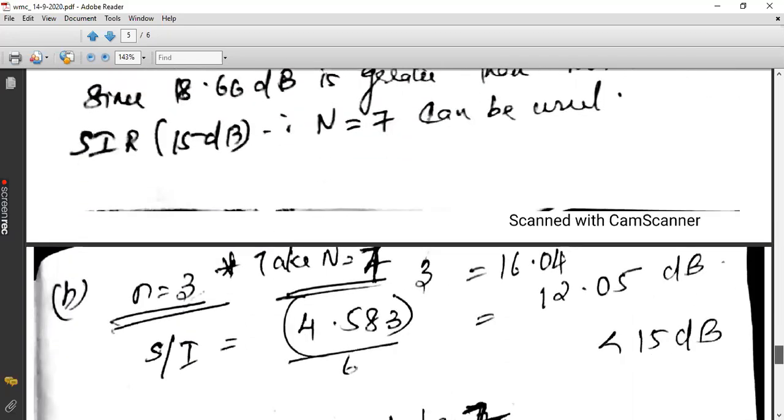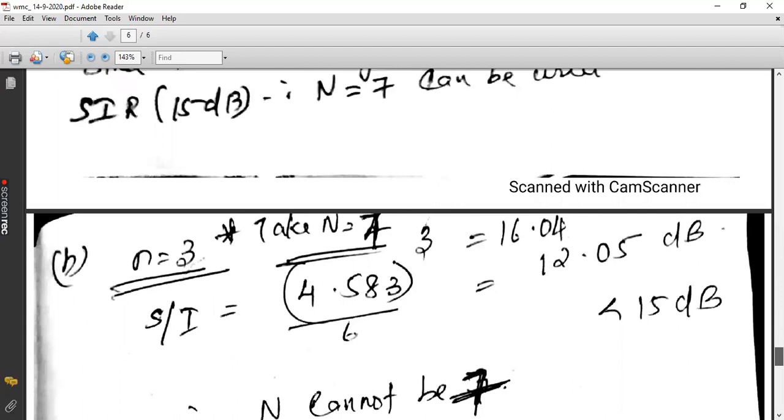So 4.583 whole to the power 3 divided by 6, that is 12.05 dB. Actually, it is 16.04. Then you will convert into dB. How? By taking 10 log. Okay, the answer is 16.04. Now you need to apply 10 log. So you will get 12.05 dB, which is less than 15 dB, which is not appreciable.